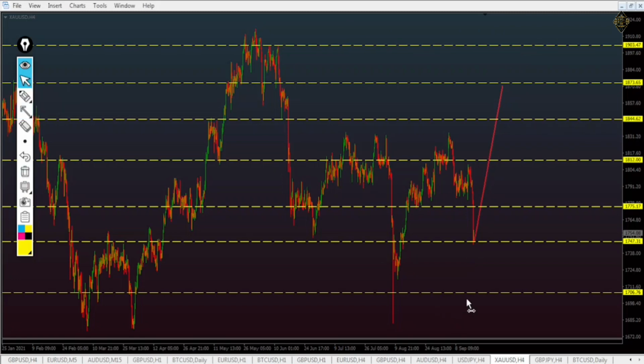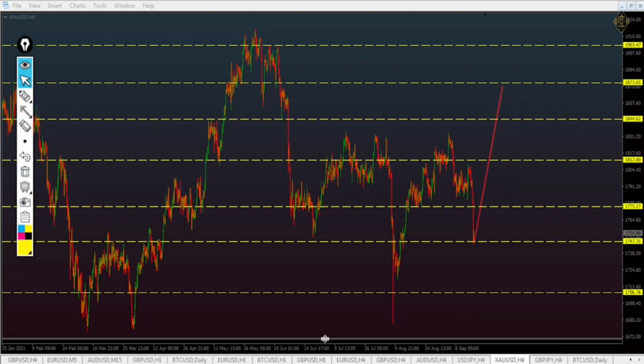The levels we got here: the first one at 1706.76, another one 1747.31, another one 1775.17, another one 1812, another one 1844.62, another level 1873.65, another level 1903.47. I think that's it, those are the levels, my friend.